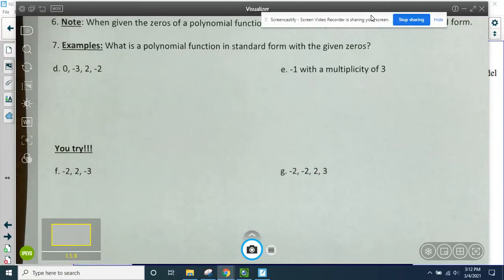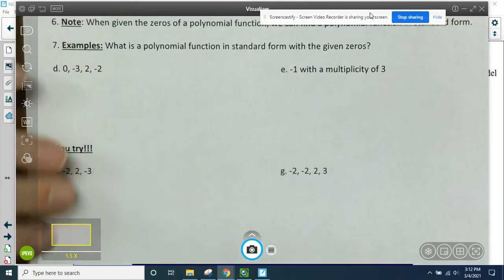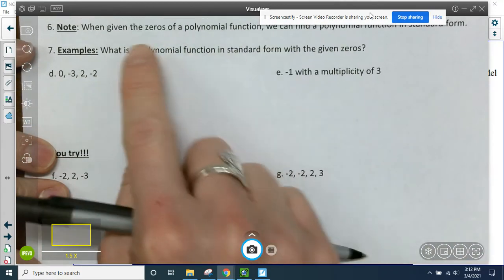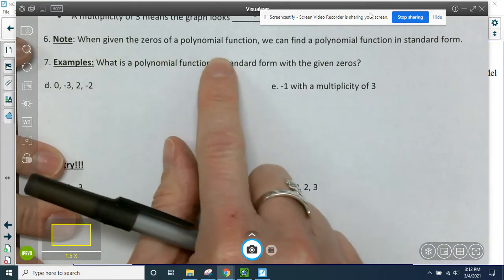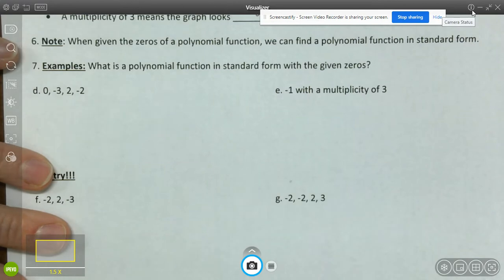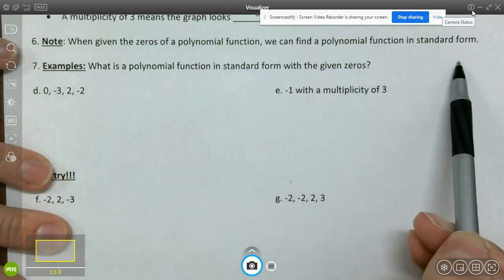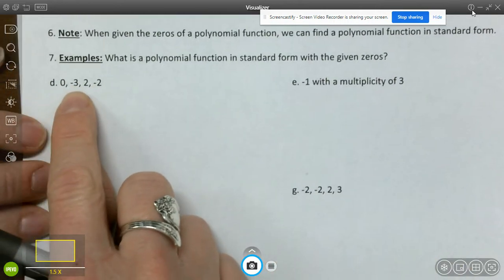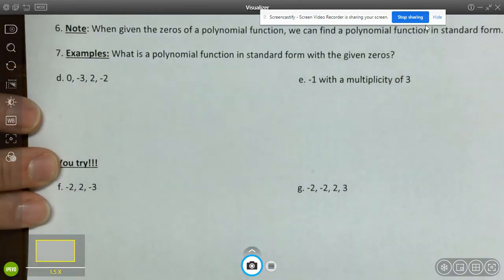Okay, my Math 3 scholars, this is the last video we're going to do on polynomial functions in standard form with the given zeros. So when you are given the zeros of a polynomial function, you can find a polynomial function in standard form, and that's the note that I have up here for you. Now, the way that we do that is by looking at the zeros that we've been given.